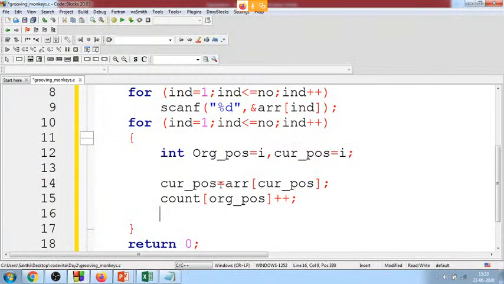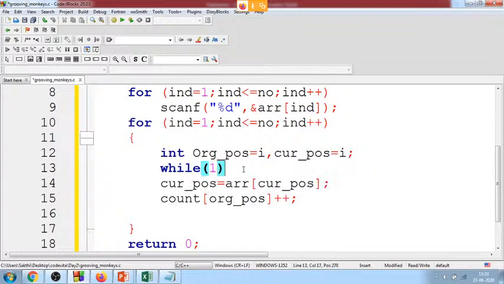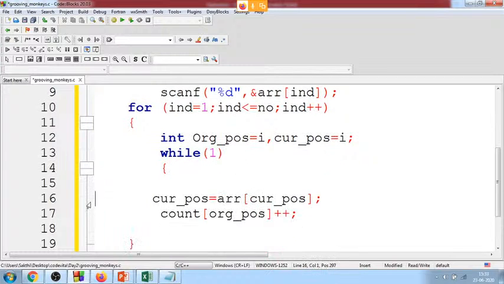Whenever I am moving each and every step, I am going to increment my counter, at each and every step. How many times do I want to execute it? I want to execute it an infinite number of times until I come back to my original position. So let me write this case inside a while loop.